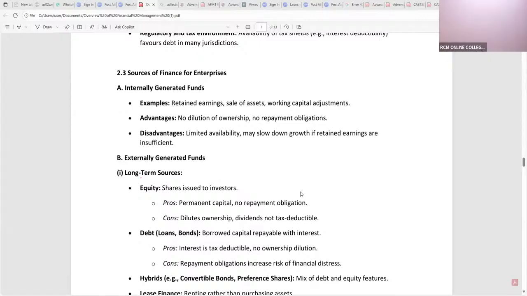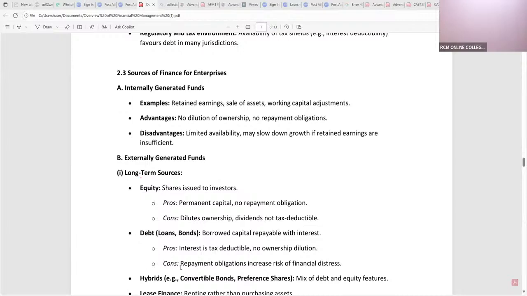In this case here, the cons, the disadvantages, of course: when you raise money using equity, you're going to issue shares to new investors. So the ownership will be diluted. And then when you pay dividends for these, they are not tax deductible. Then we have debt. These are long-term sources of funds, the loans, the bonds. Borrowed capital, repayable with interest. Advantages: interest is tax deductible. Should I go the loans way, I'm not bringing in new investors. So there is no ownership dilution.